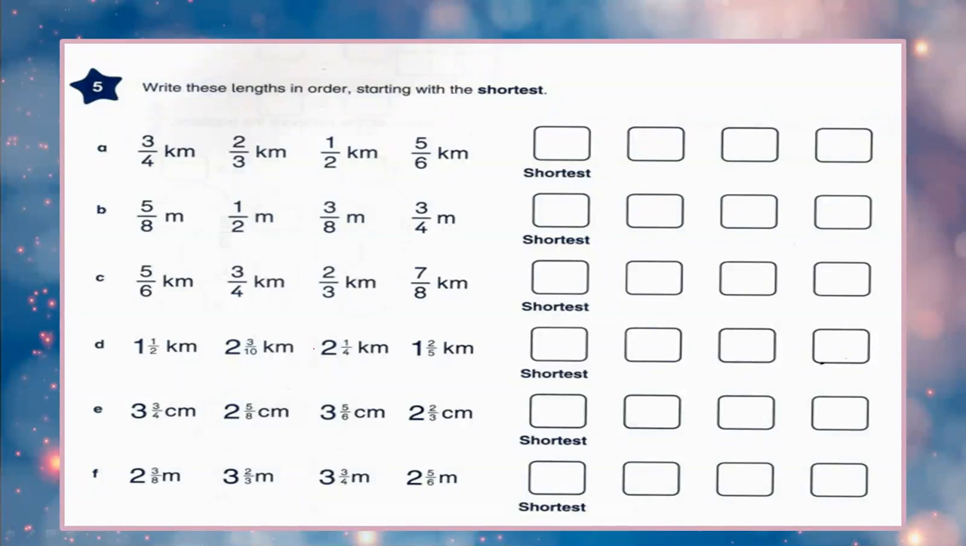Okay, what is given in question 5? Write these lengths in order. It means they are giving you some different lengths. That's why they are using kilometer, meter and centimeter. And what do we have to do? Ordering of the fractions. We are working on the fractions. And what is ordering of the fractions? Starting from the shortest one, those will be the shorter ones. We have to write it here. After that, we have to move towards the greatest, and the last will be the greatest one. Okay, so we are moving towards it and trying to solve it.